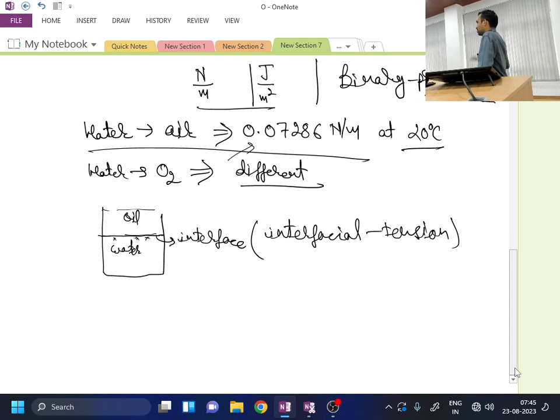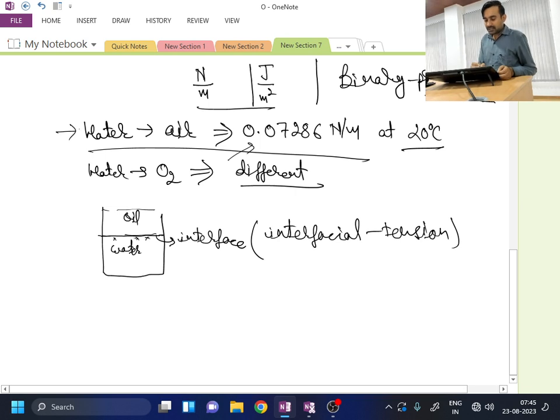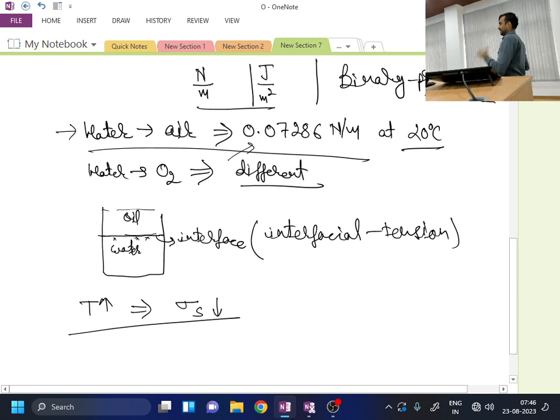Okay. So surface tension and interfacial tension are binary properties which depend upon the free surface and whatever fluid is present in its surroundings. As I told you, the surface tension of water and air was 0.07286 newtons per meter at 20 degrees Celsius. Upon increasing the temperature of the liquid, the value of surface tension keeps on decreasing.